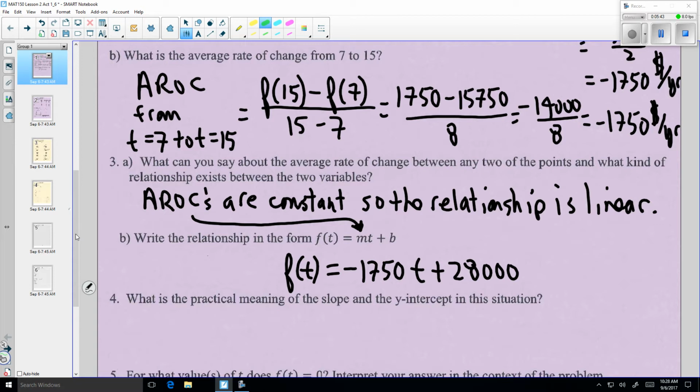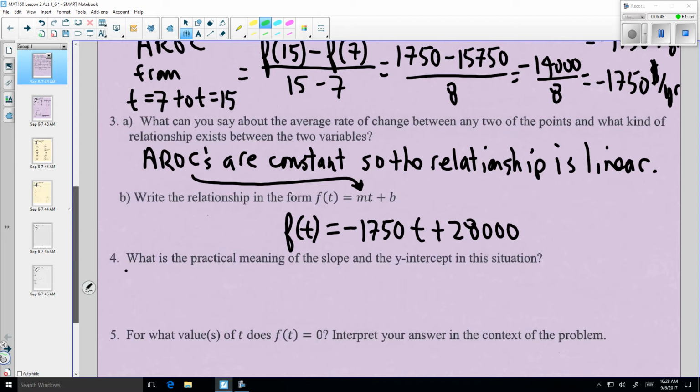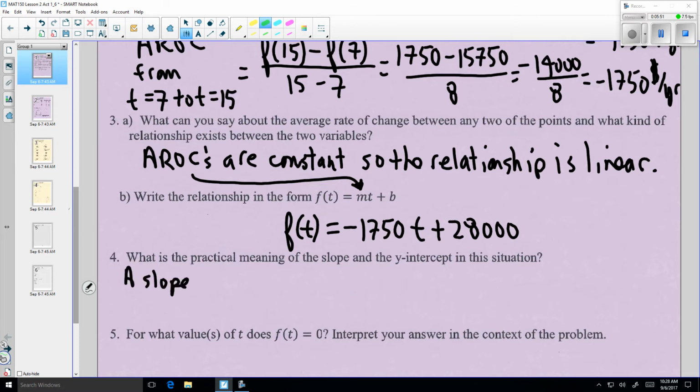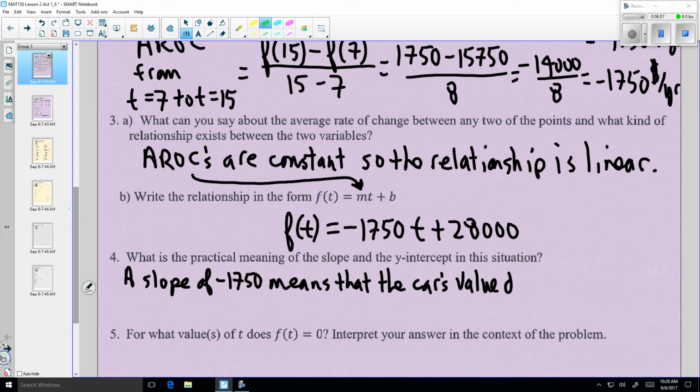And then it asks us for practical meaning, so we need a couple of meaning sentences here. So a slope of negative 1750 means that the car's value decreases $1,750 per year. And we need a period at the end. It's an actual sentence.